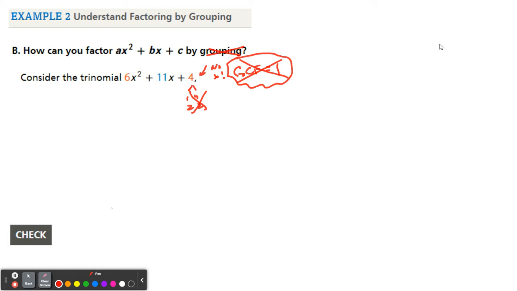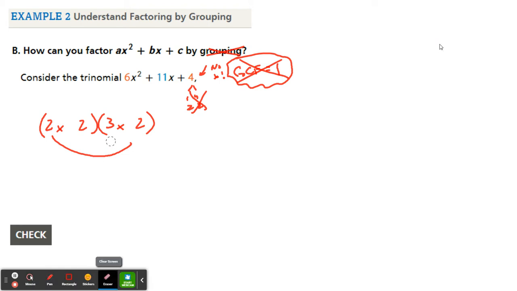If you know your multiplication facts, you can play the guessing game. Watch this guessing game. Here are my 2 parentheses. I need to find numbers that multiply to 6, numbers that multiply to 4, and I need them to combine to get 11 somehow. If I take 3 and 2, assume it's not 1 and 6, assume it's 2 and 3. If it was 2 and 2, if I put a 2 here and a 2 here, hold on, I should do it above.